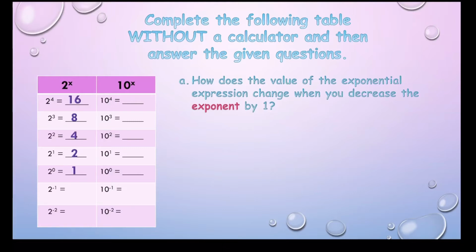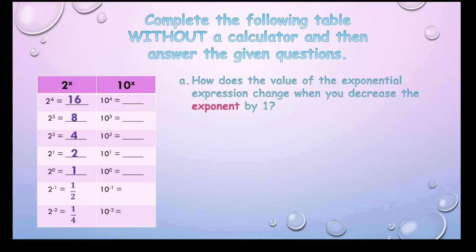This does not make your answer negative. I need you to write that down in capital letters, bold, underline, whatever you need to do. A negative exponent does not make your answer negative. We're still going with that same pattern. We divide the answer by 2. So 1 divided into 2 is 1/2. Same thing with our next one. We divide 1/2 into 2 equal parts. We'd get 1/4. Okay?